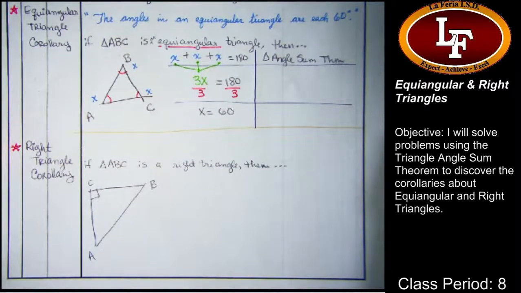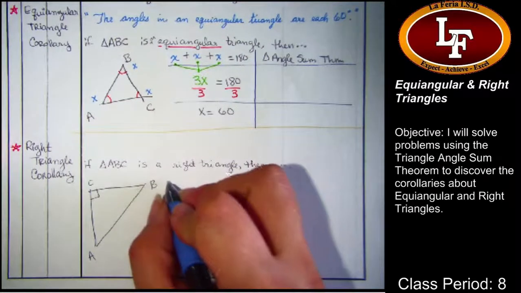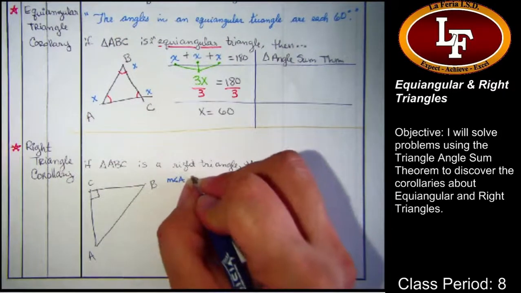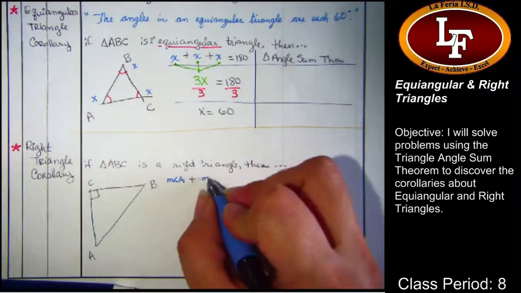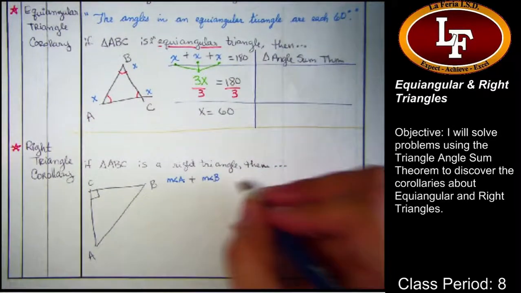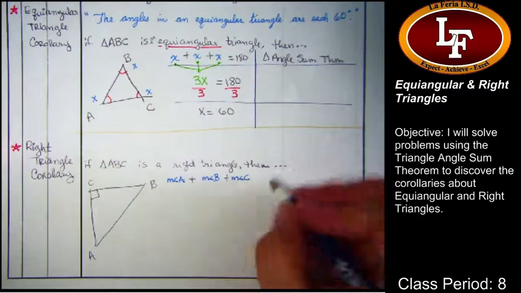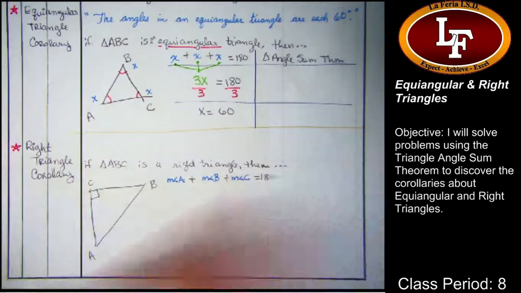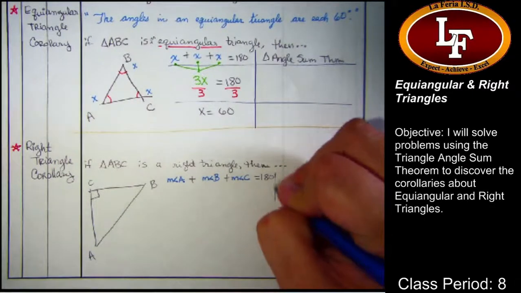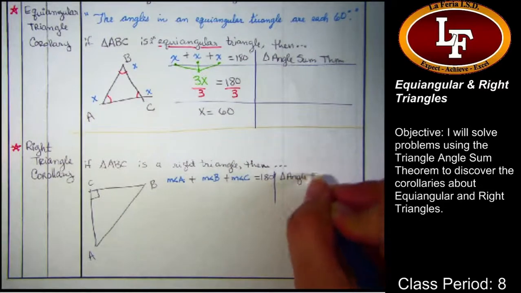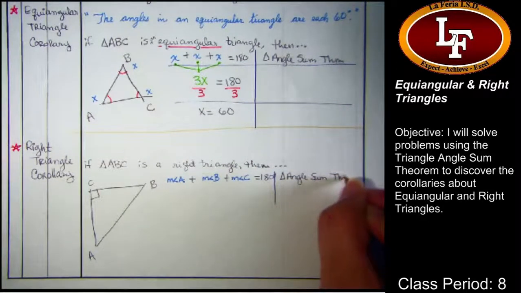Now, our triangle angle sum theorem says that we can take all the measures of those angles and add them up. So let's do it. I'm not going to use variables this time. I'm going to use the wording: measure of angle A plus the measure of angle B plus the measure of angle C, all of that equals 180. And our reason, again, is the triangle angle sum theorem.